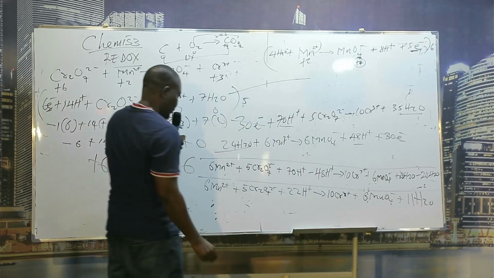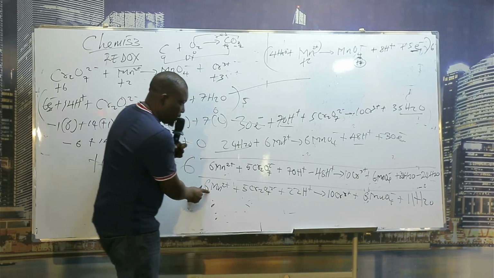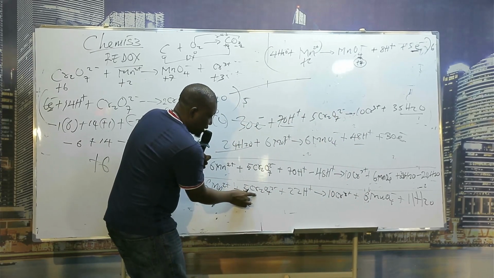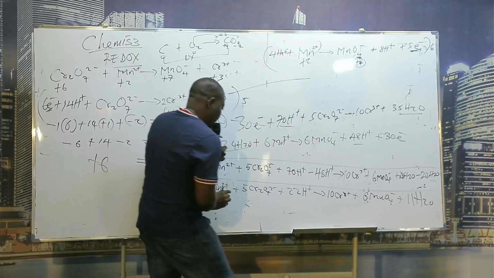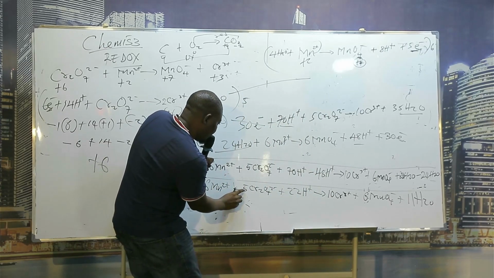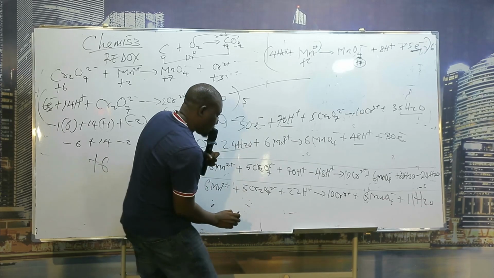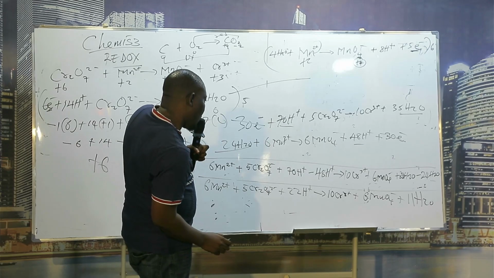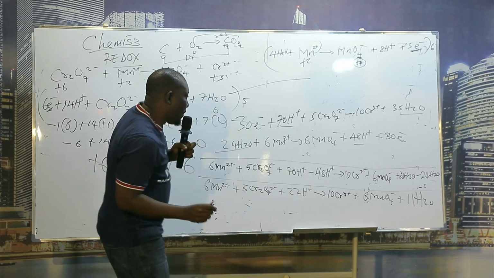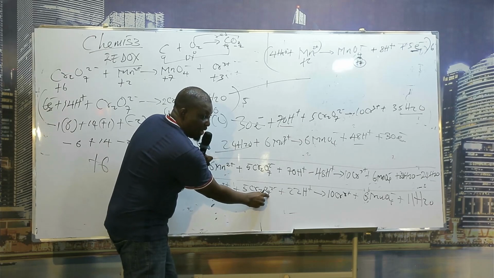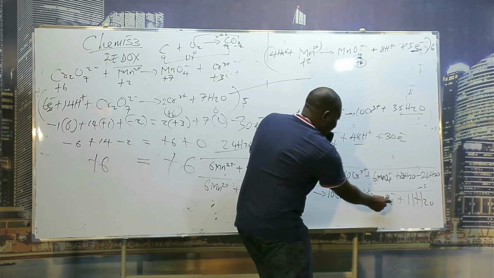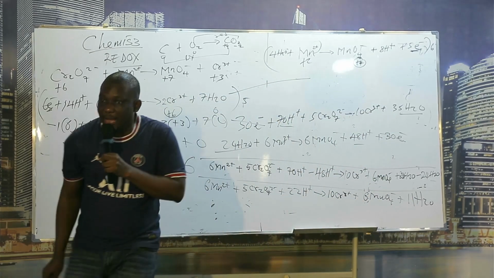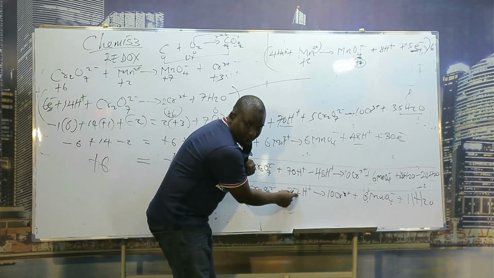Check if it's balanced. How many Mn? How many Cr? 10. How many here? 10. How many oxygen there? 5 times 7. I'm going to check here. 6 times 4, plus 11. Balanced. H also balanced.